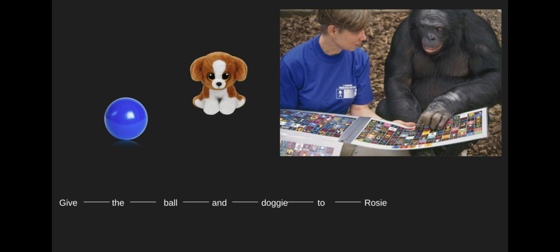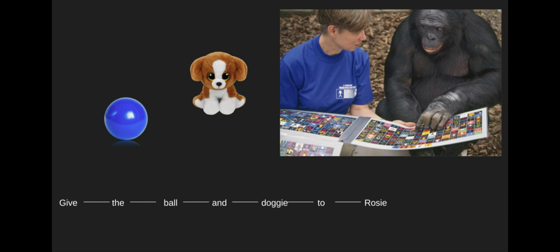So, what I was saying in the last video was that you and I, as speakers of English, know that when you've got a sentence like "give the ball and doggy to Rosie," this phrase, "the ball and doggy," has got to stay together in a chunk. Whatever you do to the ball, you're going to be doing to the doggy, and vice versa. How do we explain how we know that that's all got to stay together as a chunk?